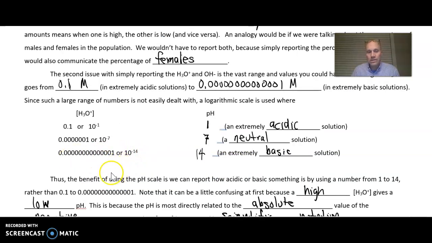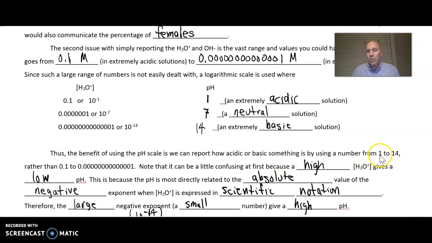So why do we do this? Well, the benefit of doing this is that we can now report how acidic or basic something is by using numbers between 1 and 14, rather than 0.1 to point, and you can imagine having to list off all of these zeros. And if you were to accidentally drop one of these zeros, remember your number changes tenfold. That's not a trivial difference. That is a significant difference. And so by doing this, you're also less likely to make a mistake like that.